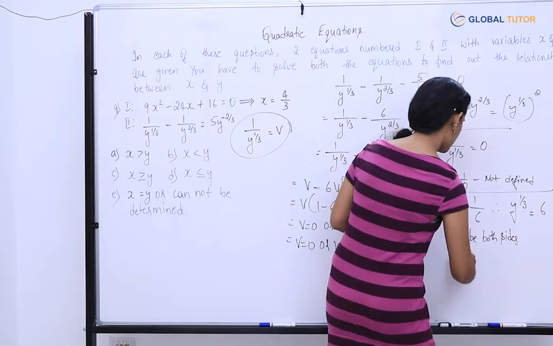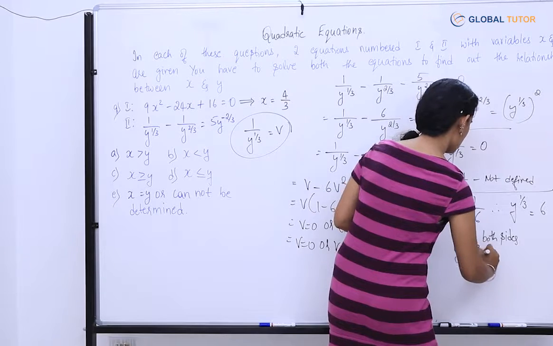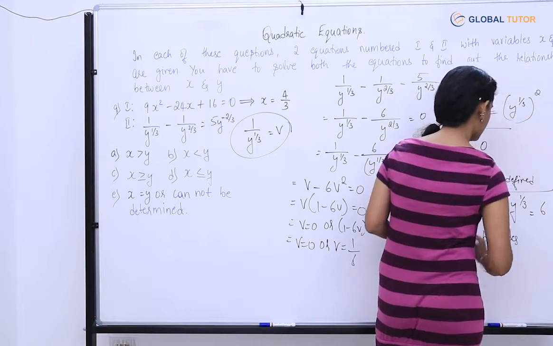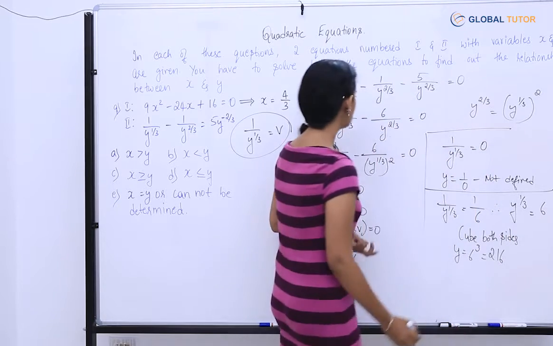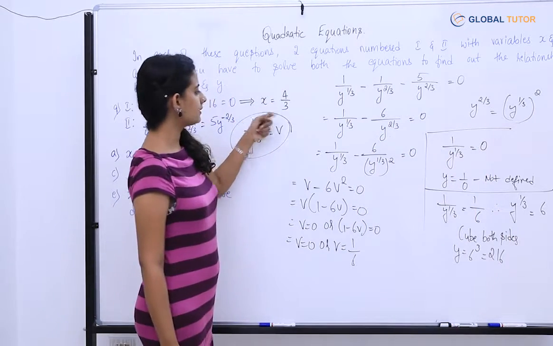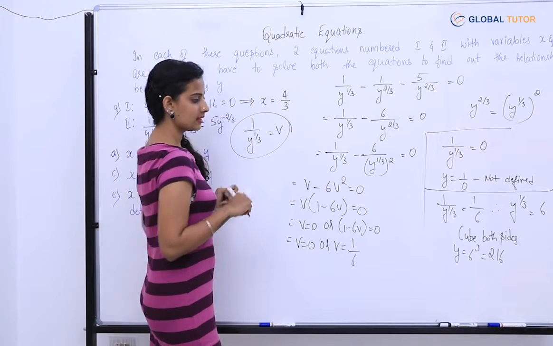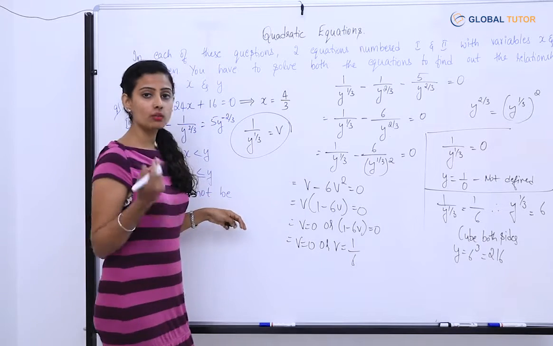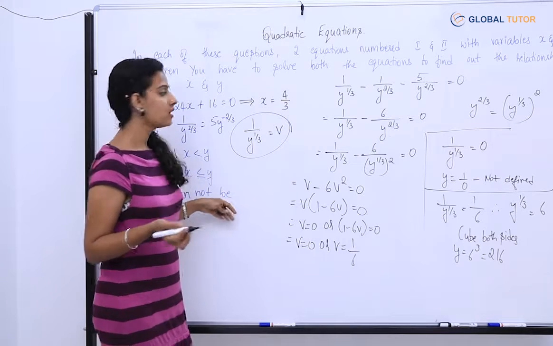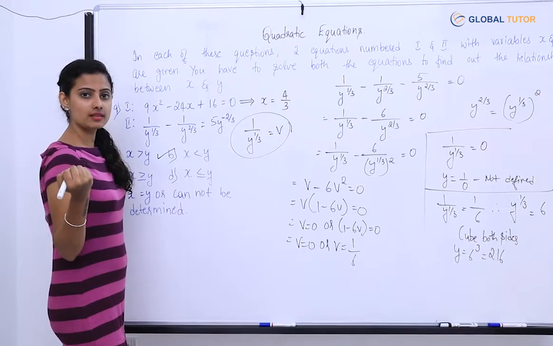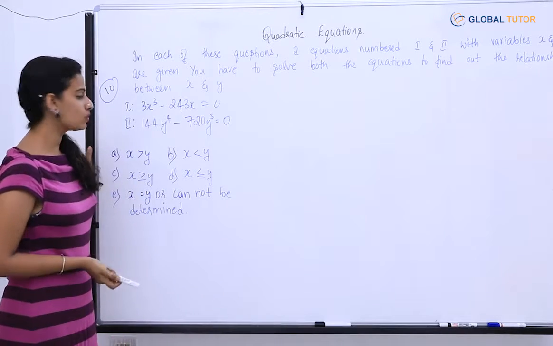So, y is equal to 6 cube, which is 216. Now, x value we have, which is 4 by 3. Y value we have, which is 216, which definitely means that y is greater than x, which means x is less than y. Option B is the right answer. Let's see the second question.